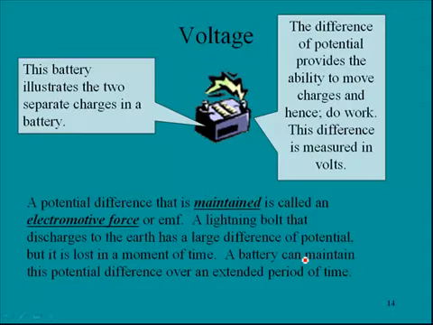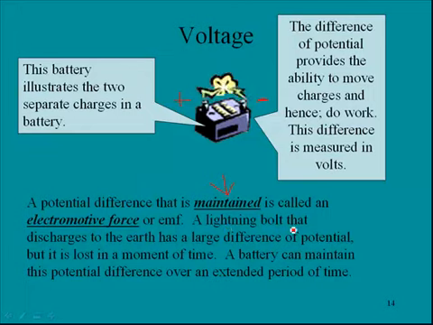Here we have a battery, and batteries don't usually arc like that, but I like this kind of neat image. This battery illustrates the two separate charges in a battery, and we'll say that this is the positive side, and this is the negative side. The difference of potential provides the ability to move charges. So we can move charges between these 2 points in the battery and hence do work. This difference is measured in volts. A potential difference that is maintained is called an EMF, or an electromotive force. Now notice the key word here is that it is maintained.